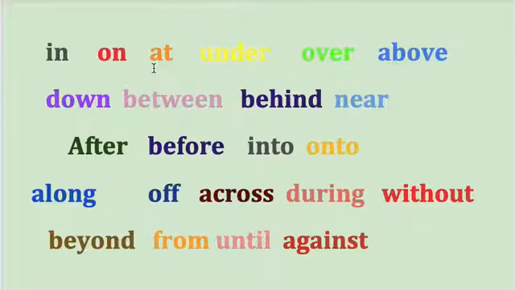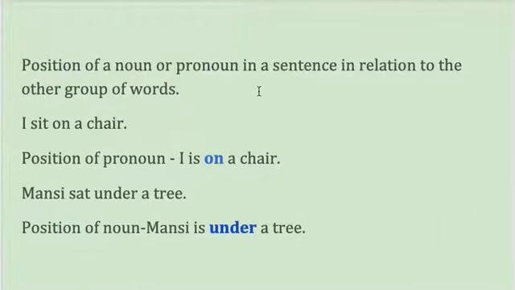Now, on your screen, you can see the different words displayed: in, on, at, under, over, above, and so on and so forth. Now, these are the words which are called prepositions. We will understand how these words are used in a sentence. Now, when we talk about preposition, it is basically a relation of a noun or pronoun in a sentence with another noun or pronoun in that same sentence.